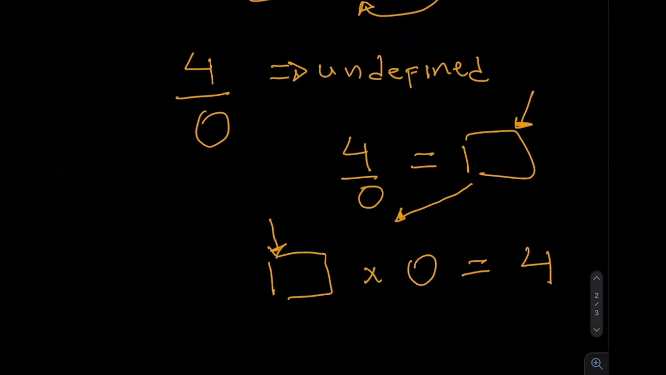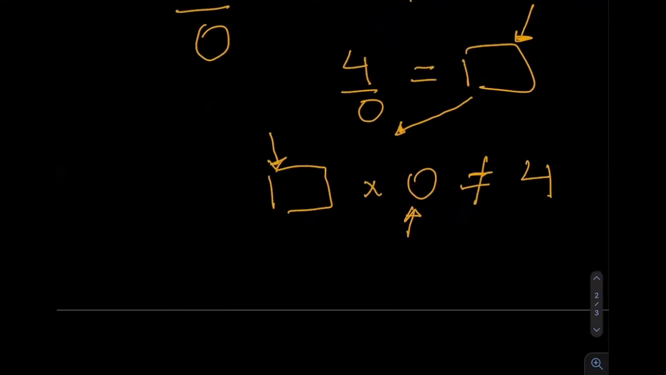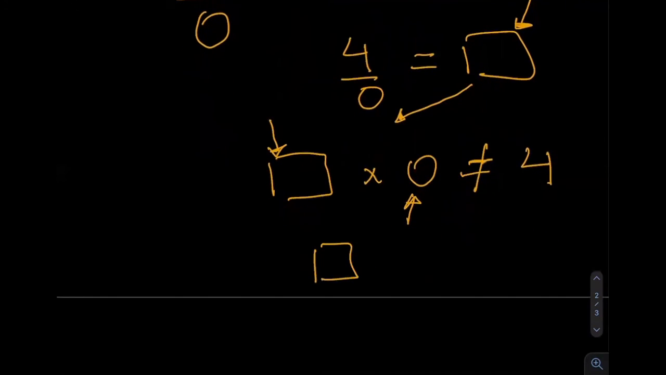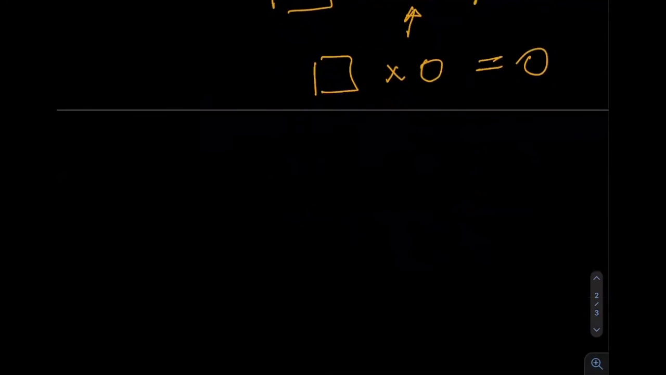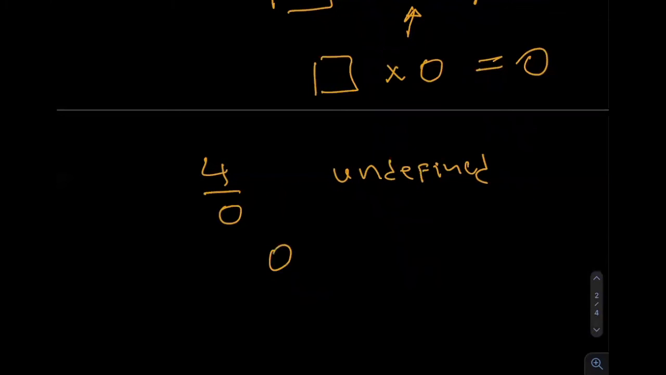Because anything multiplied with 0 is 0. So this is not equal to 4. So this box, anything we put here, if we multiply it with 0, we would get 0. So we said 4 over 0 is undefined, and 0 over 4 is equal to 0.